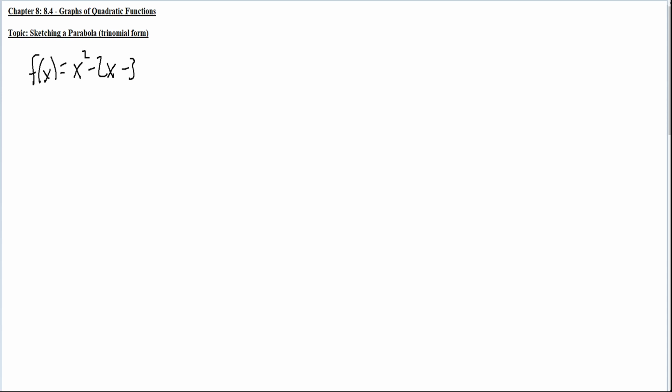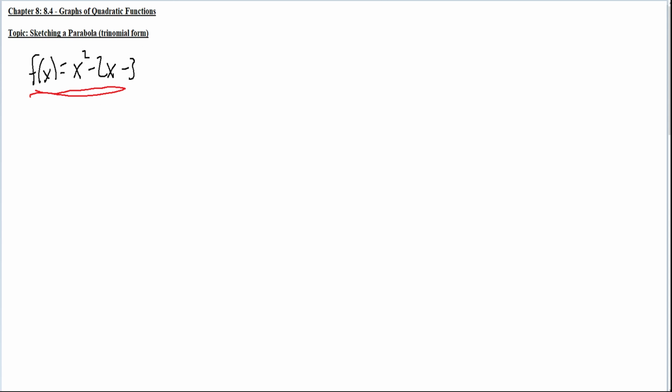Today we will be continuing with Chapter 8, Section 8.4, and the topic for this video will be sketching a parabola, but in trinomial form. Right here we have an example of what a trinomial function looks like, underlined in red, and that function is x squared minus 2x minus 3.